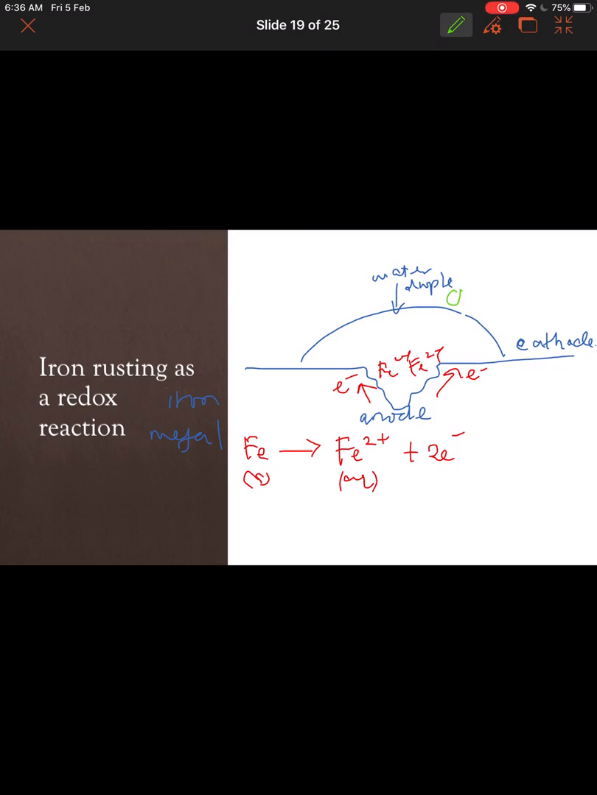So berlaku reduction terhadap oksigen bila mana dia bergabung dengan air. Water droplet, oksigen dan water droplet dia bergabung dan diterima elektron yang dibebaskan oleh ion itu tadi. Saya tulis dekat atas. So oksigen dia akan bergabung dengan air water droplet. Kemudian dia terima elektron yang dibebaskan oleh ion tadi dan menjadi hydroxide ion, OH negatif.